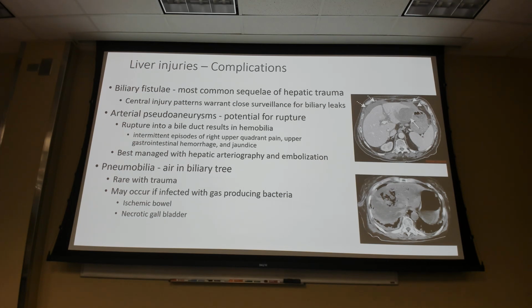And then rarely with trauma you can see pneumobilia, which is air, and as you guys can see on the bottom CT scan there, it's not normal, right? There's a lot of dark spots in there where it's not supposed to be, so there's air throughout the biliary tree. And typically we worry about it more in infections, like gas-producing bacteria.